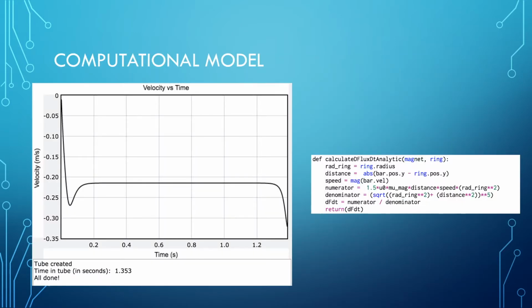Pictured here is the computational model for the Lab 5 presentation. You can see the graph for how the velocity changes over time for the bar magnet falling through the aluminum tube in our GlowScript model. It took the magnet 1.353 seconds to fall through the 0.3 meter tube on the computational model. And to the right, you can see the piece of the code where you calculate the time it takes to go through that model.